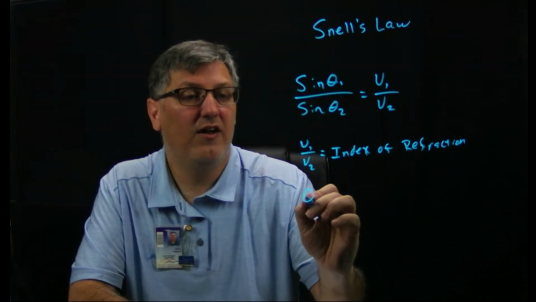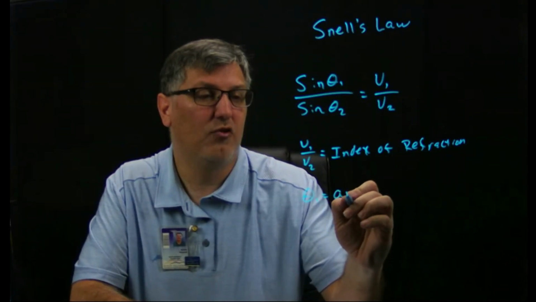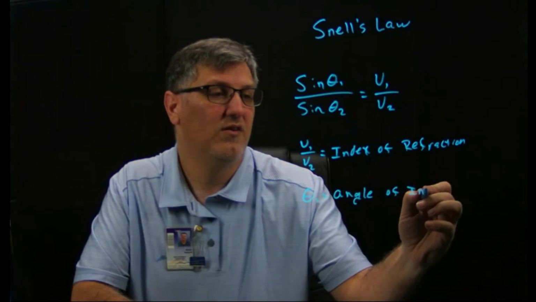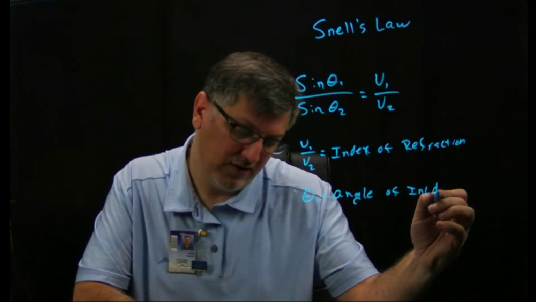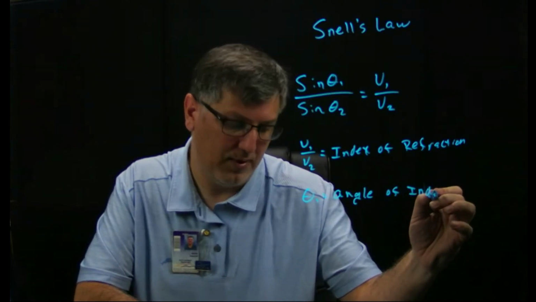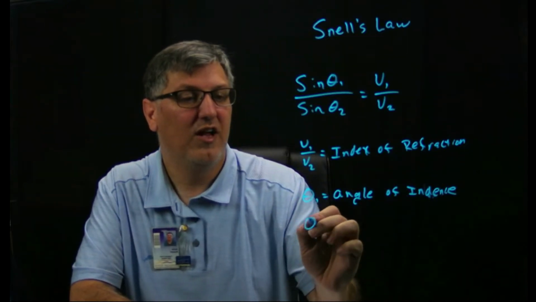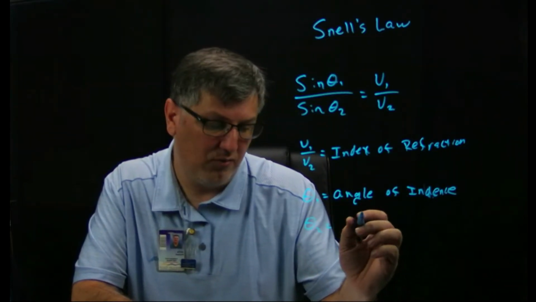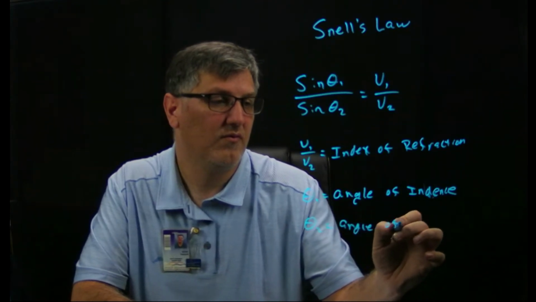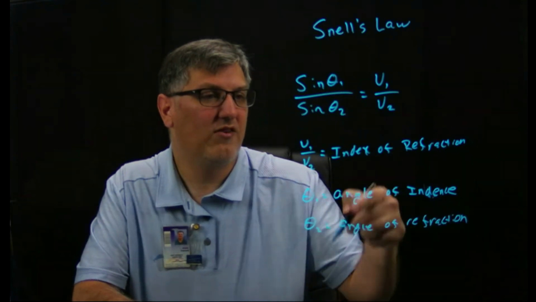Now, theta sub 1 is what we call our angle of incidence. I'm going to draw a picture to help explain this. Angle of incidence. Whatever, my angle of incidence. And theta sub 2 is my angle of refraction. Okay, so that's how we define variables.